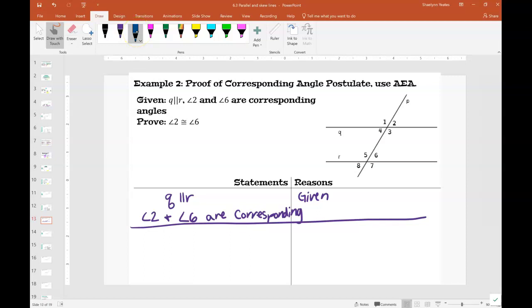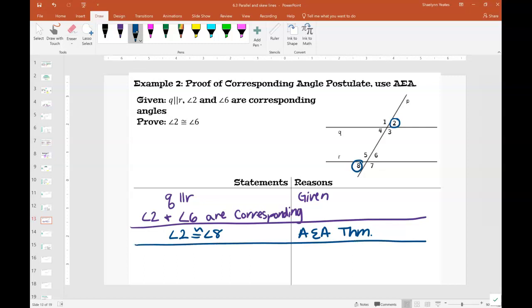So, I know that they're parallel, and we're going to use alternate exterior angles. So, angle 2 is alternate exterior angles to angle 8. So, I can say angle 2 is congruent to angle 8 by the alternate exterior angles theorem, not the converse. The converse would be if we were saying that something was parallel. Here we're saying angles are congruent. Therefore, we're using the theorem because we already know the lines are parallel. Okay, so angle 2 is congruent to angle 8 by the alternate exterior angle theorem.